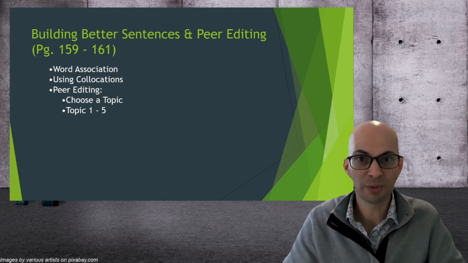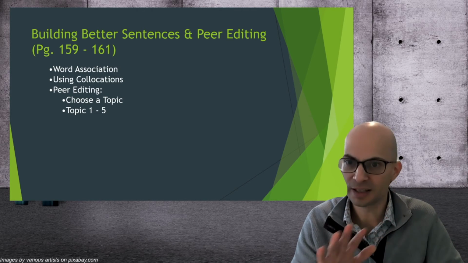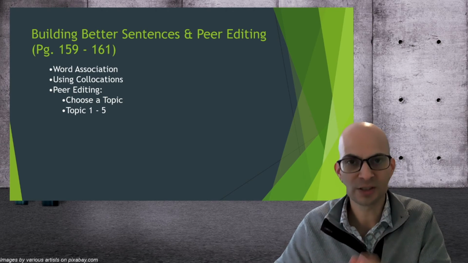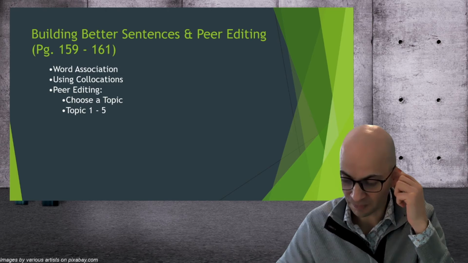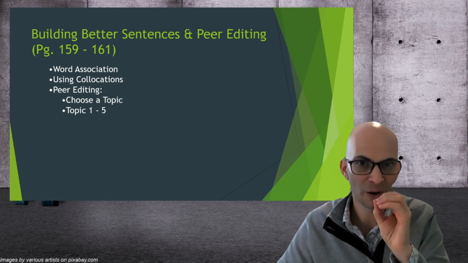And now we're pretty much finished. So jump into building better vocabulary. Easy word associations, you've got it. Using collocations, no problem, you got it. But of course, we want to start preparing for our paragraph.